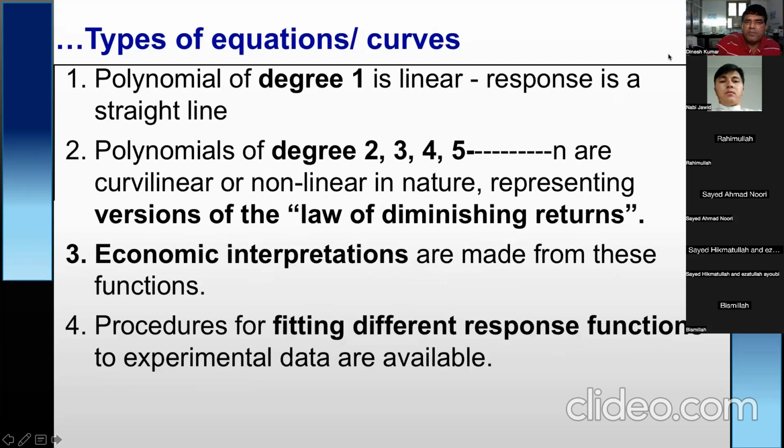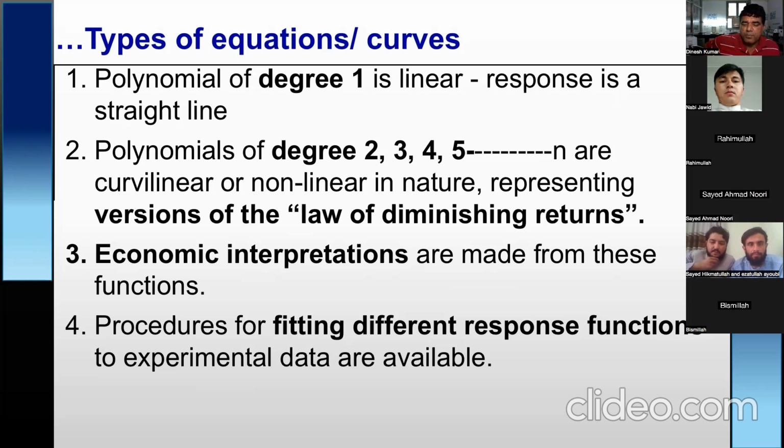So a polynomial of degree 1 is a linear response. It is a straight line. Polynomials of degree 2, 3, 4, 5 up to n are curvilinear or non-linear in nature, representing a version of the law of diminishing returns. Economic interpretations are made from these functions. Once you have found these non-linear relationships, from them we can work out the economic relations, or the economic optimum dose. Economic interpretations are made from these equations.